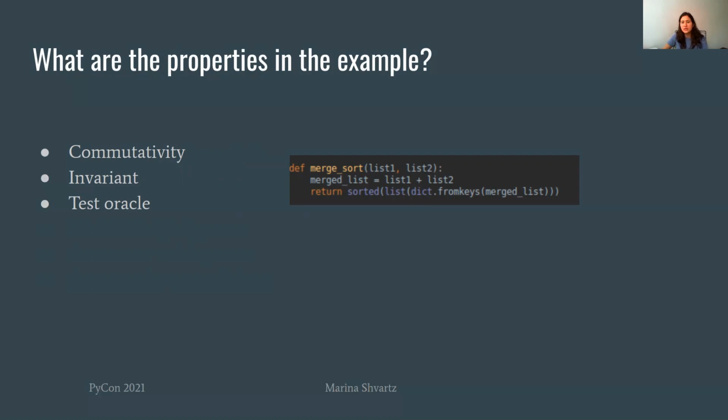The conclusion you should take from this is that we don't always need to know the correct answer, or even be able to check that the answer is correct in order to find bugs, because we can check that the properties are met instead.